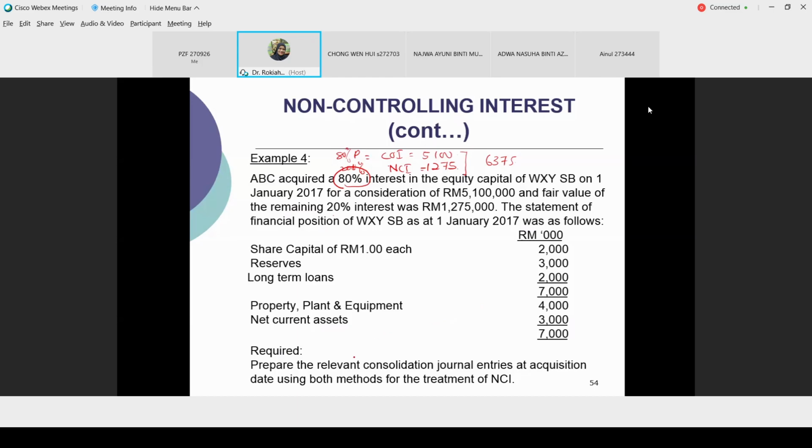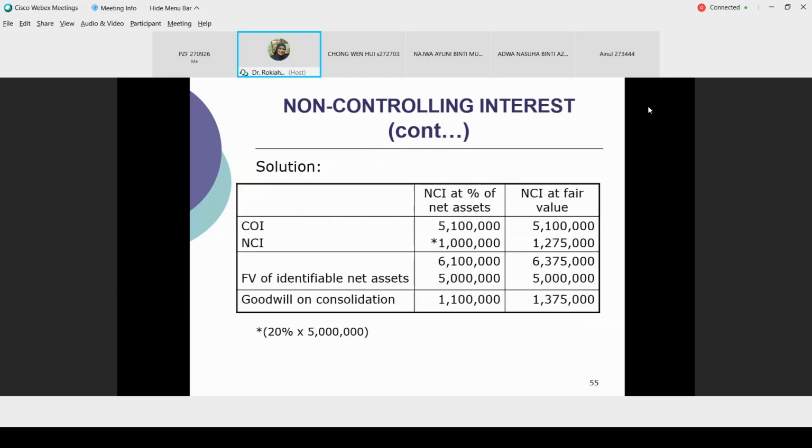So prepare the relevant consolidated journal entry at the acquisition date using both methods for NCI. So for NCI here, two methods: fair value and proportionate. If you look here, there is a net identifiable asset, NIA, which here is 7 minus 2, so we have 5. Using these figures, now we are going to prepare the relevant consolidated journal entry, assuming both methods: one is fair value and the other one is proportionate.